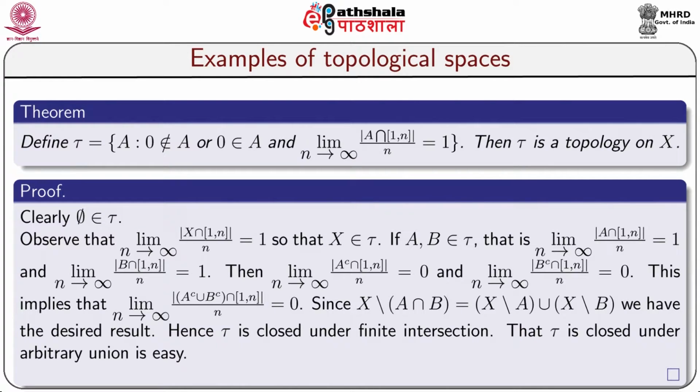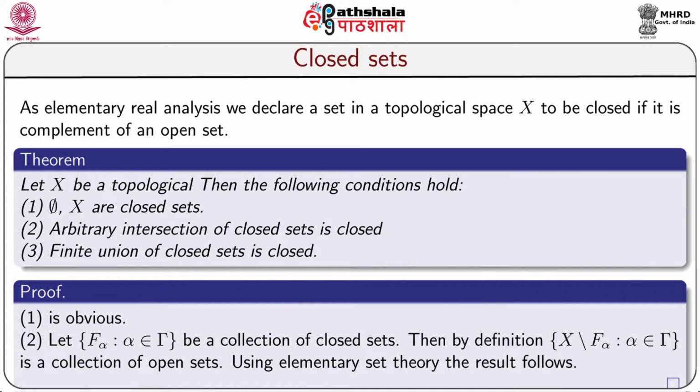This implies that the limit of the cardinality of (A complement union B complement) intersection {1 to n}, divided by n, is equal to 0. Since X minus (A intersection B) is equal to (X minus A) union (X minus B), we have the desired result.